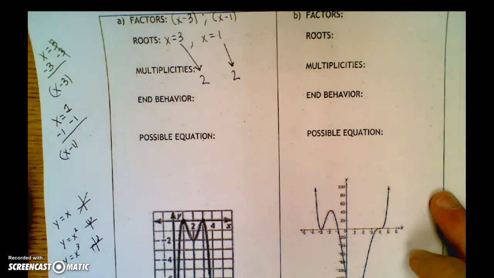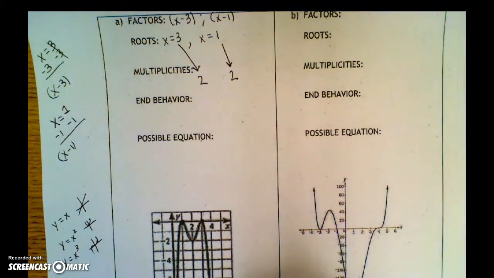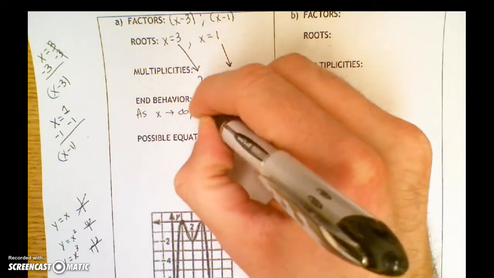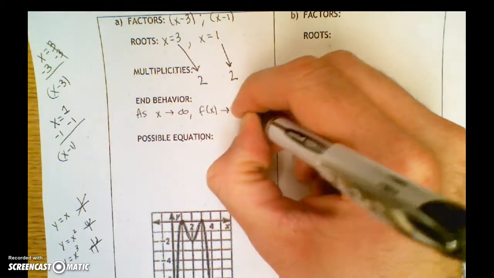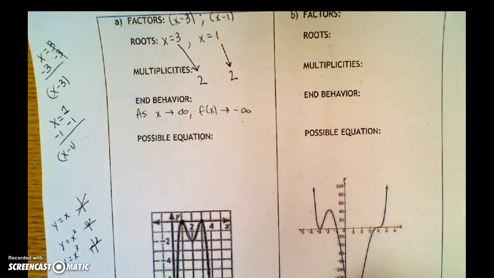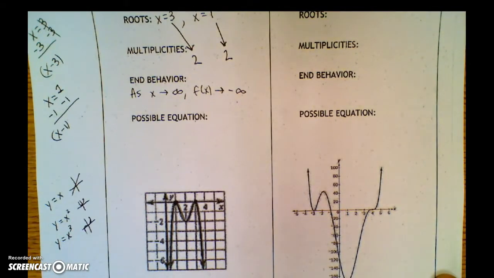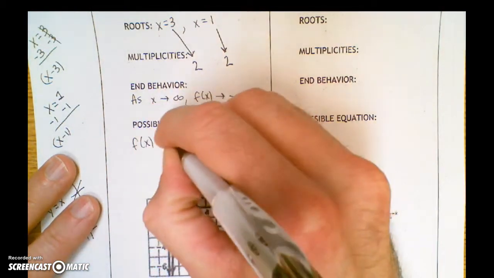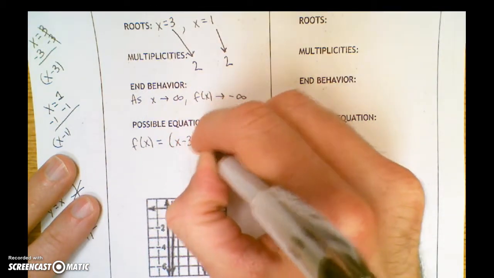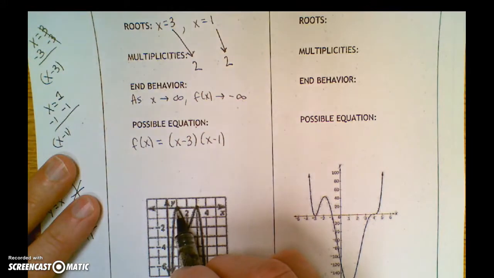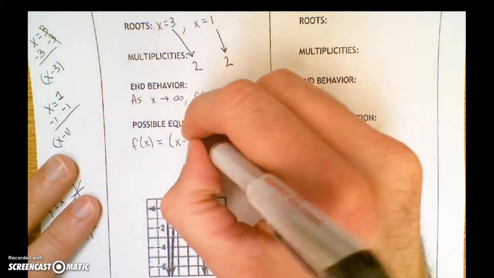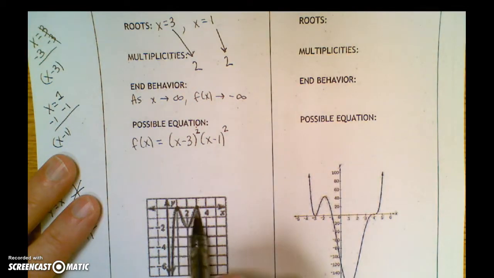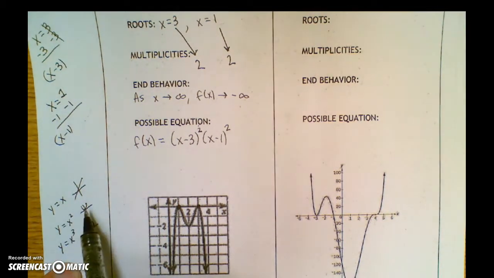For the end behavior of these graphs, we look at the right-hand side. As x approaches infinity, f of x approaches negative infinity because it's going to the negative values of y. So the possible equation is f of x equals, using your factors, x minus 3 times x minus 1. Now here's where the multiplicities come into play. At each root, the multiplicity we said was 2. That's going to be our exponent for our factors. Because it was bouncing off, we know that it should have an exponent of 2 based on the shape of the graph.